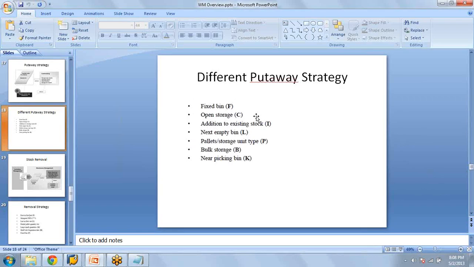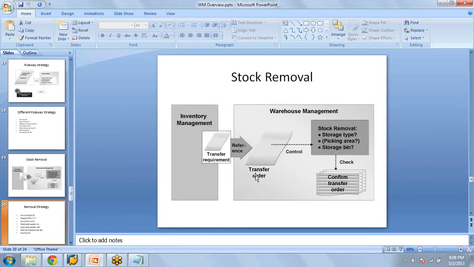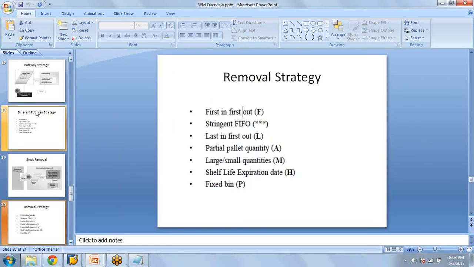These are the very important put-away strategy which will be helpful for you to understand the process. And the near picking bin is related to the picking things. For example, you have a fixed bin in picking strategy also. So you have a common storage bin from where you pick the goods.